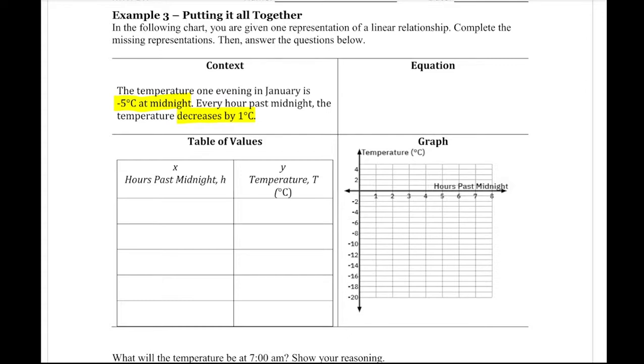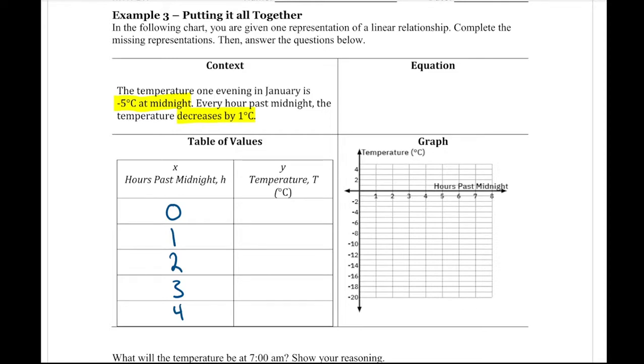We can start off with a table or a graph first. Again, if you're comfortable jumping right to the equation, that's fine as well. I'm going to start with a table, and I'm going to say for X hours past midnight, I'm going to say 0. So right at midnight, what's the temperature? 1 hour past midnight, 2 hours, 3 hours, and 4 hours. So that's going to be the X values for my table.